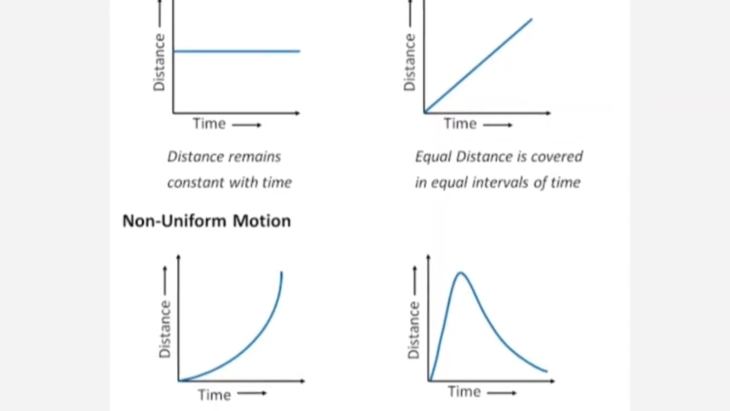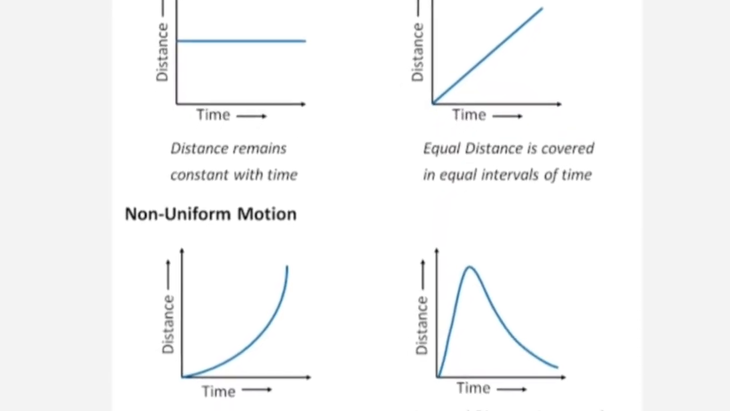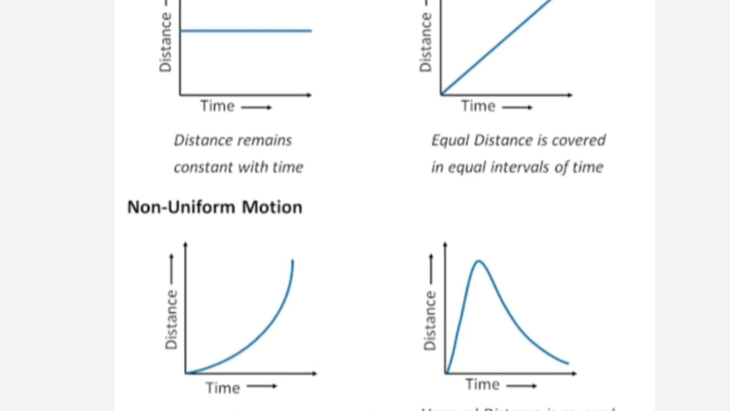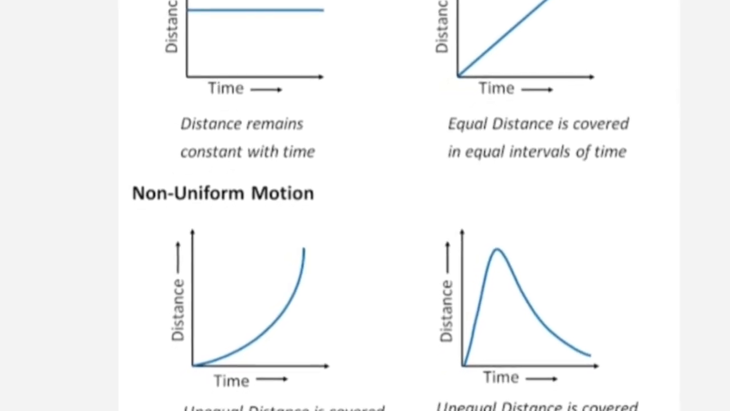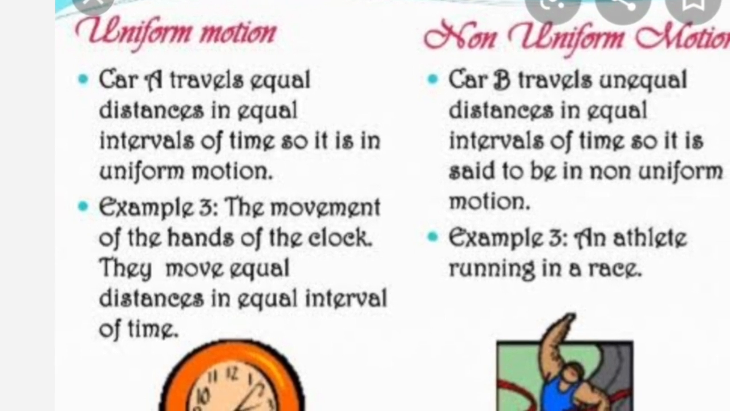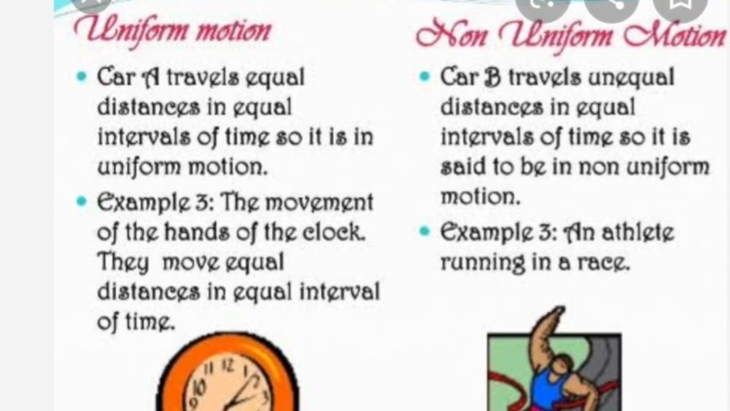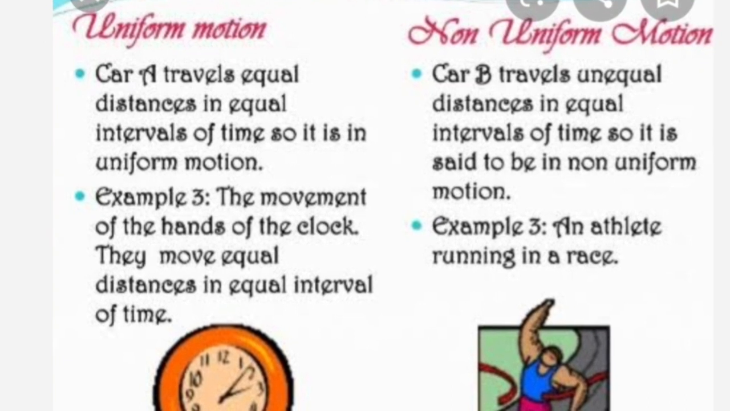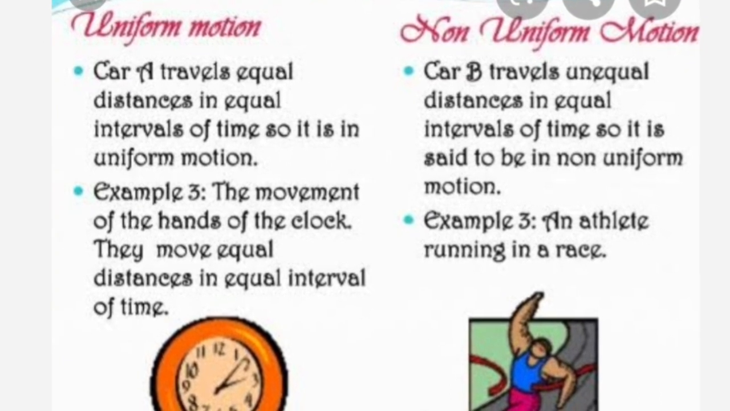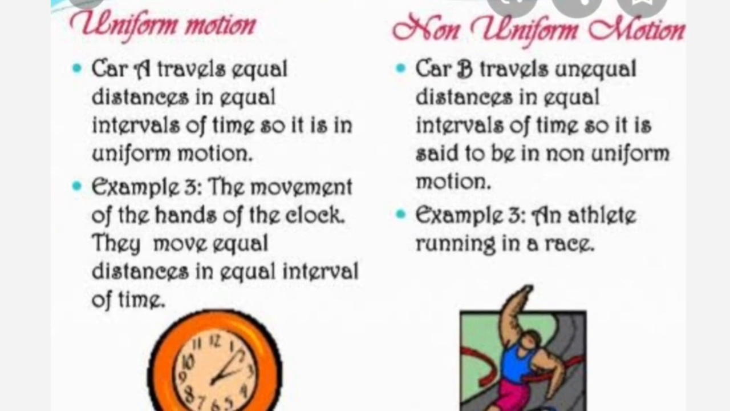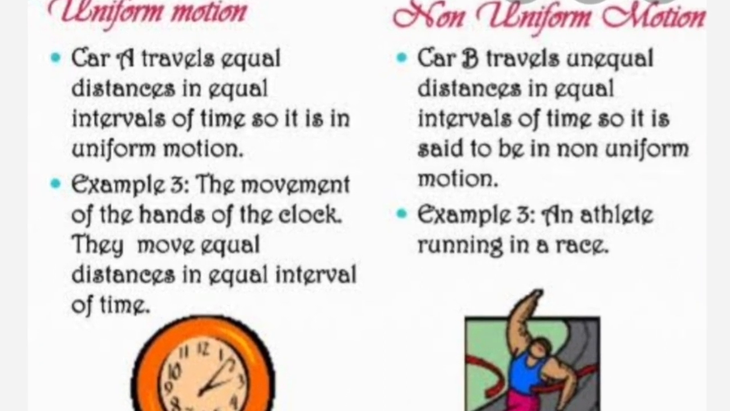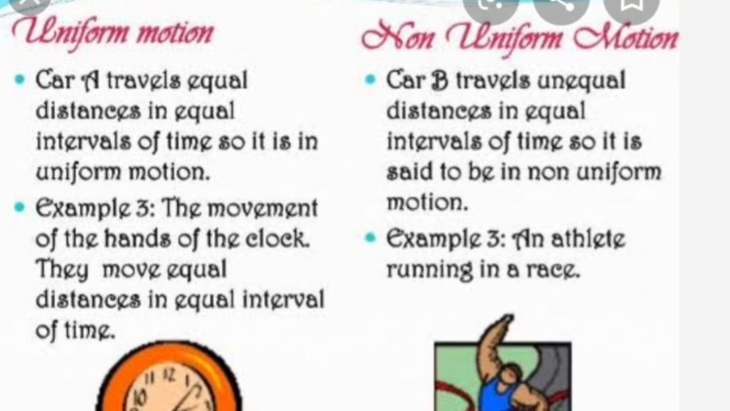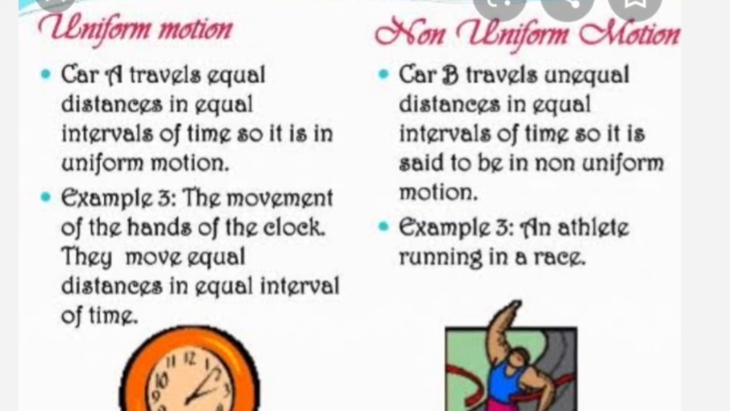This picture shows the distance time graph for uniform and non-uniform motion. For uniform motion you can see a straight line but a curve for non-uniform motion. Now to differentiate the two types of motion, car A showing uniform motion travels equal distance in equal intervals of time, whereas car B shows non-uniform motion with unequal distance covered in equal intervals of time.